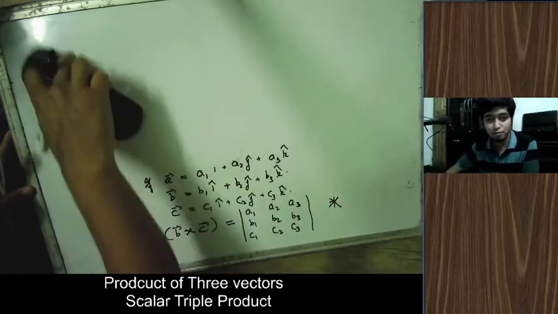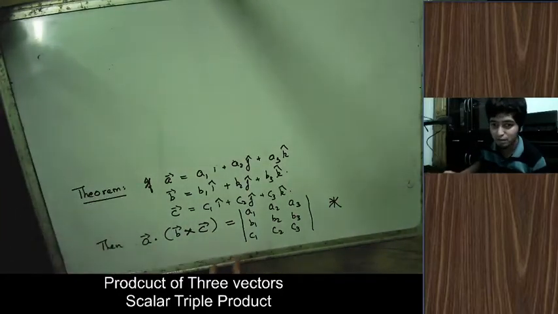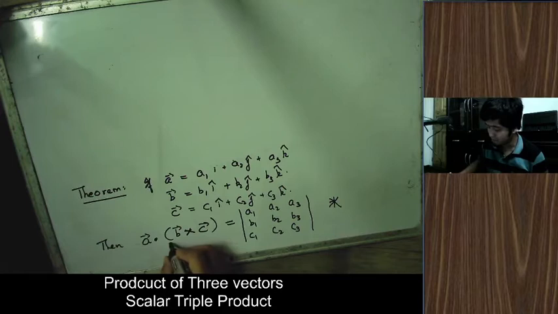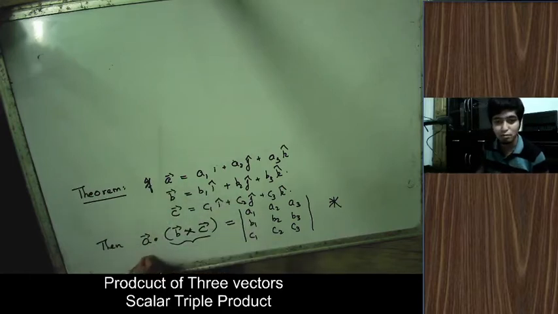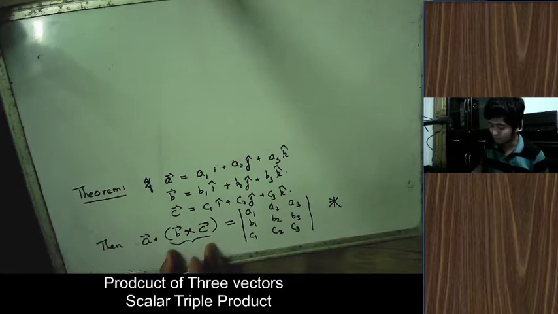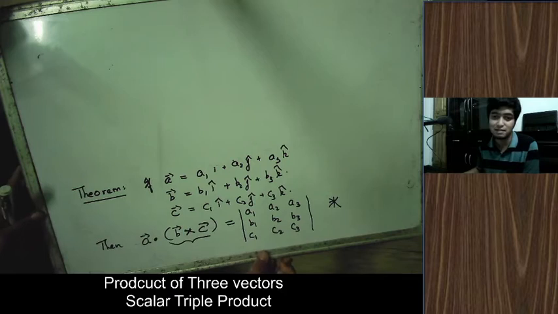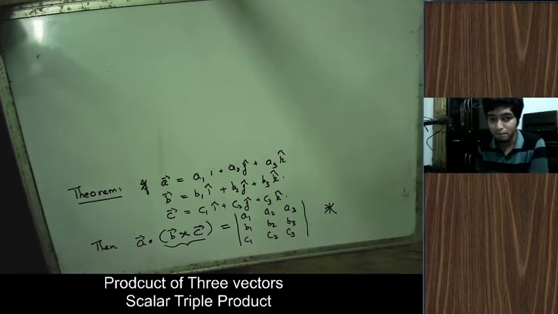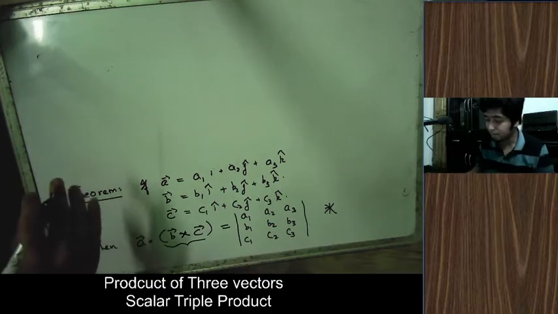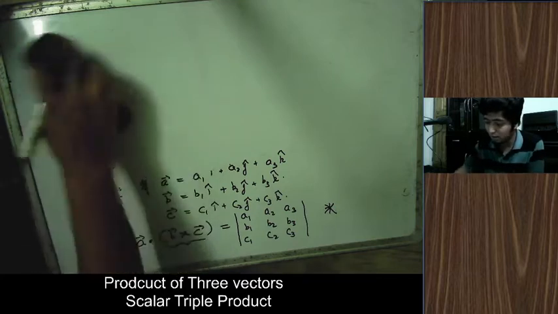Okay, the proof for this one I will leave up to you, which is very simple. First, you just find B cross C, and then take the dot product with A. B cross C you can find using the determinant, and then take the dot product with A. You will reach this formula here. Okay, so that is all.